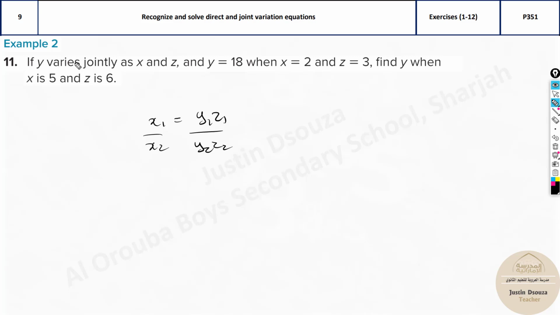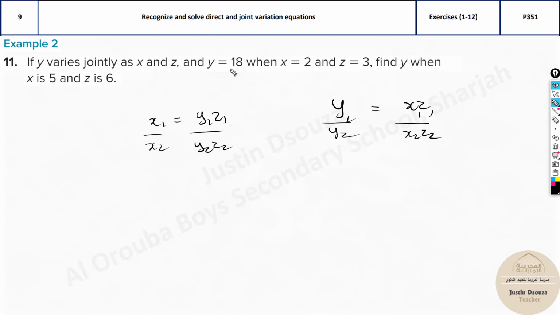See here, y varies jointly. Y is varying jointly with what and what? X and Z. This is the concept. This is wrong. Which must be grouped together? X and Z, not Y and Z. That's the difference. Now divide this by y2 equals z x2 and z2.